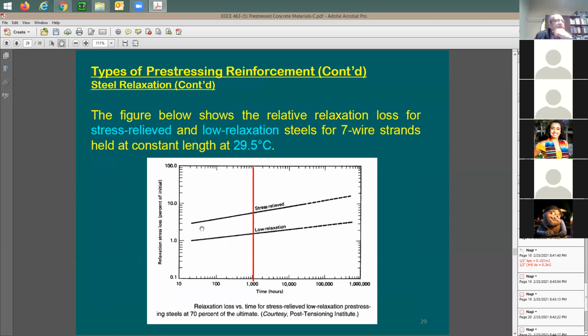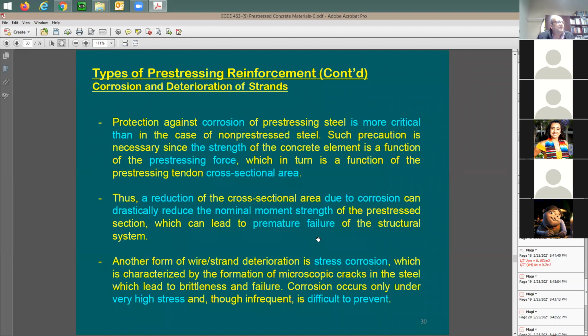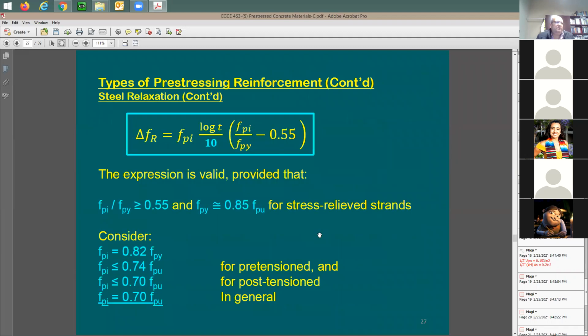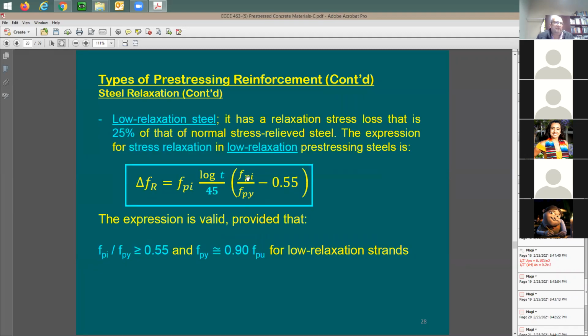Look at the difference between the two. Here's the time in hours. At the same time, what happened for this low relaxation versus the stress relief? How many times is the difference? Be careful, because it's a log scale, so it's kind of tricky. This is not like 1 versus 1.25 or 1.5. It's a log scale, so there's quite some difference, about 4.5 according to this empirical formula. As long as you have fpi divided by fpy, it's going to be more than 55%.